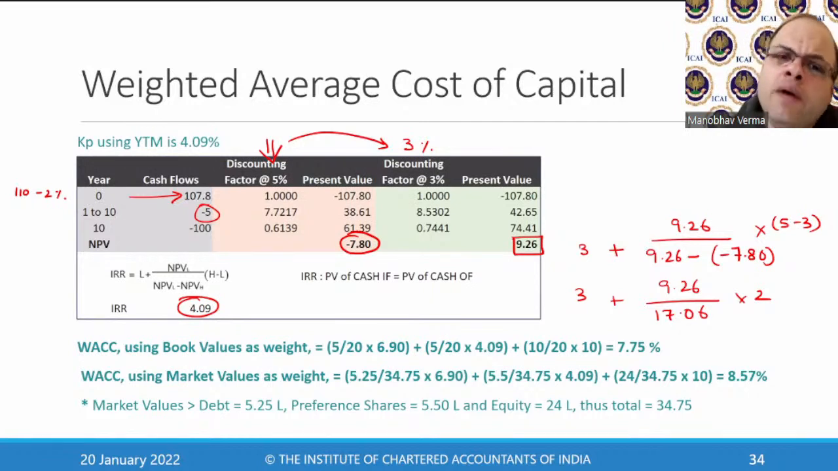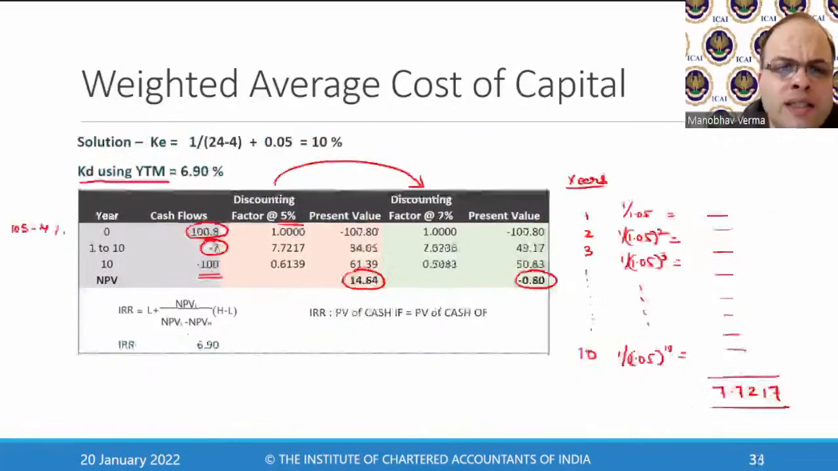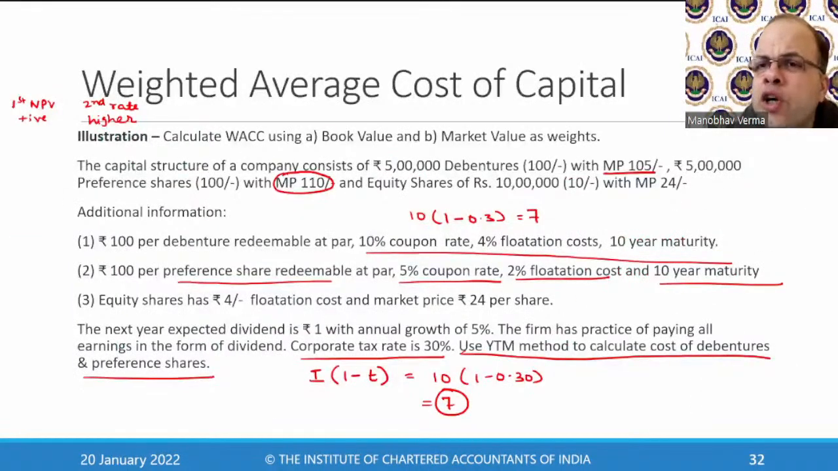So we have got the cost of debentures using YTM, and the cost of preference shares using YTM. What are we left with? I think one more component was given to us: equity shares, the third point. Can anyone tell me which method we should apply for the cost of equity shares? Which method are we talking about?